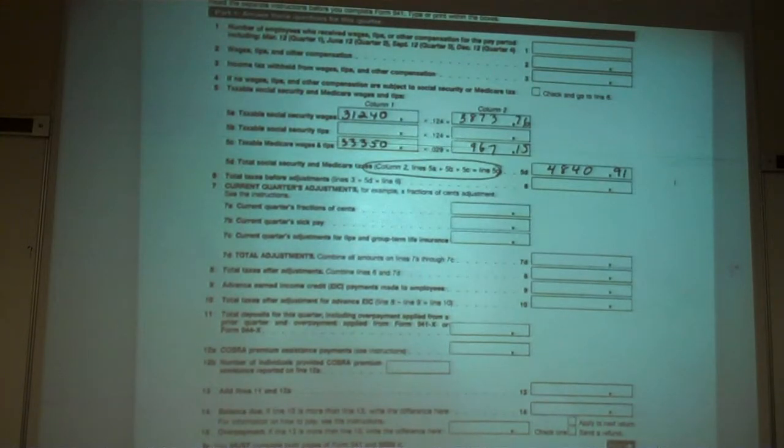Then it tells us in line 5D, total Social Security and Medicare taxes, and it tells us where to get it. Column 2, lines 5A plus 5B plus 5C equals 5D. I've added it up for you, $4,840.91.